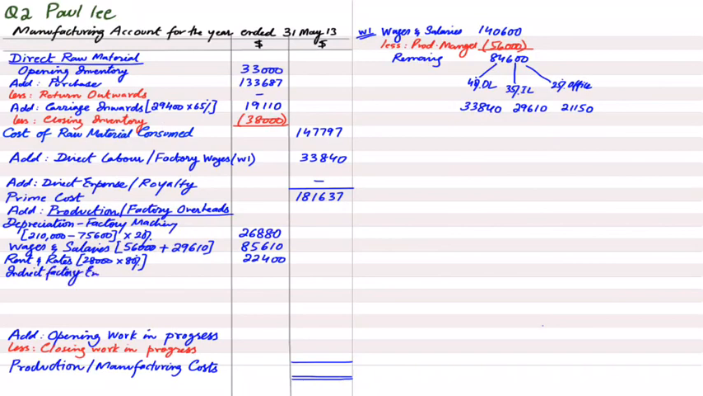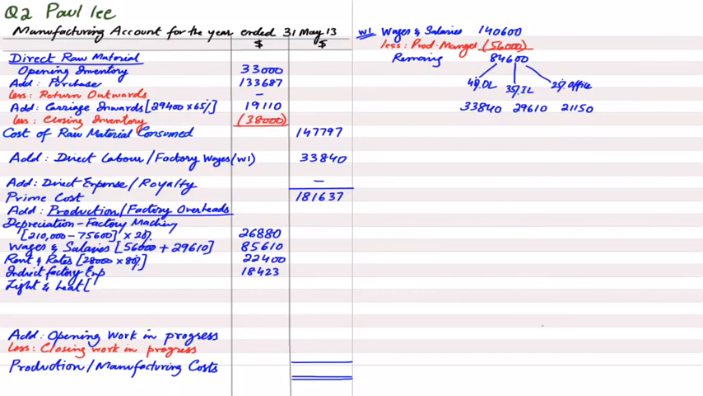Then we have one more thing which is known as indirect factory expense. It is already given in the question, indirect factory expense. Then we have heat and light. This is a kind of difficult question which I have selected for you. There are so many adjustments in this question. If you can see the note number 5.